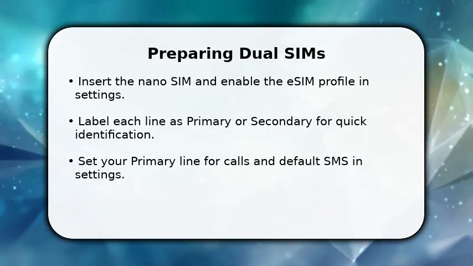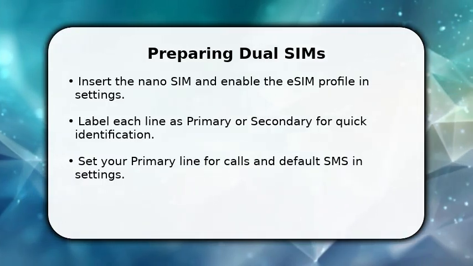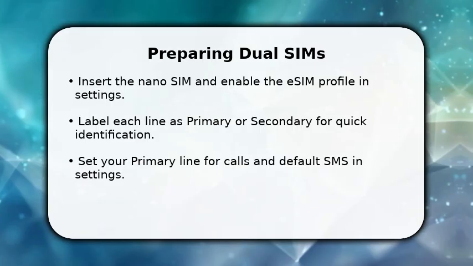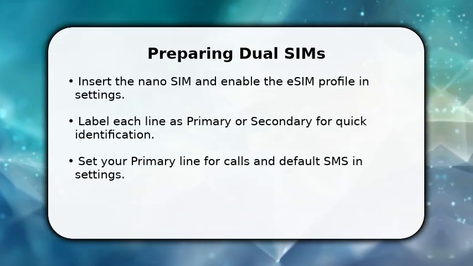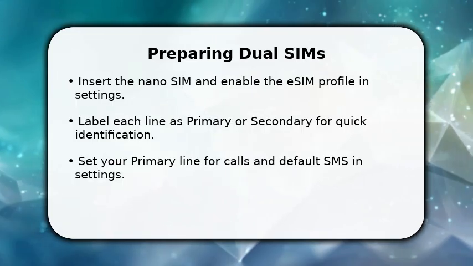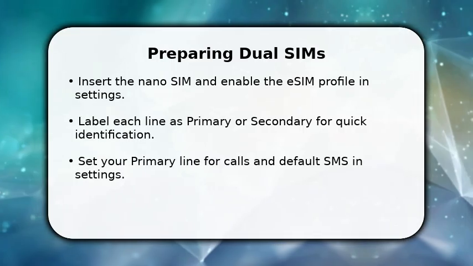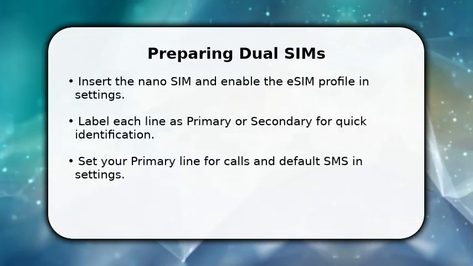Start by preparing your phone and SIMs before making changes. Insert the physical Nano SIM into the tray gently and power on the device. Open Settings and choose Cellular or Mobile Data to add an eSIM profile. Scan the carrier QR code or enter activation details provided by the carrier.